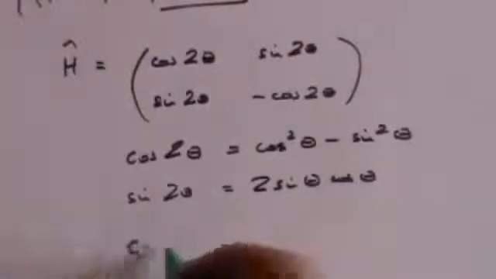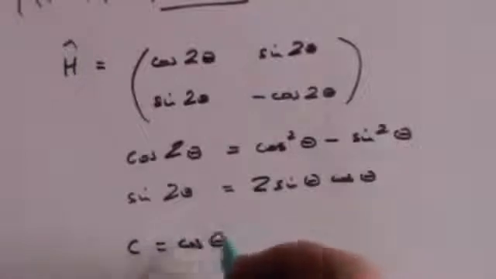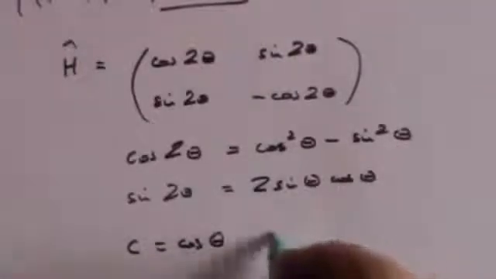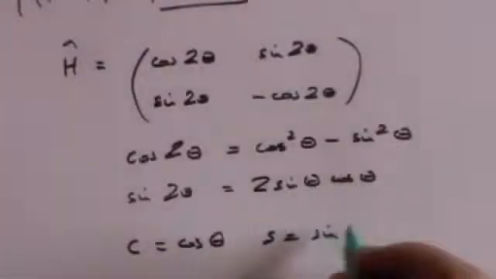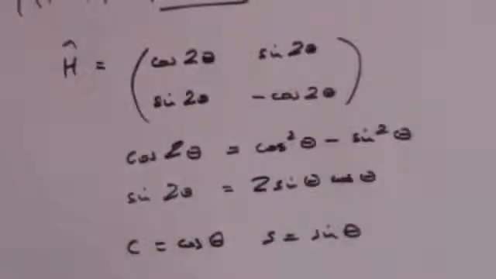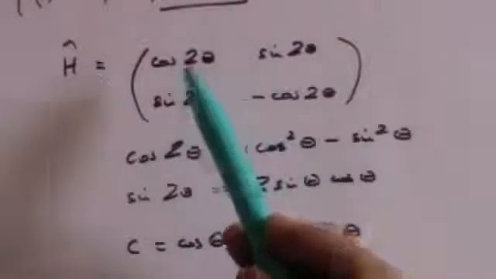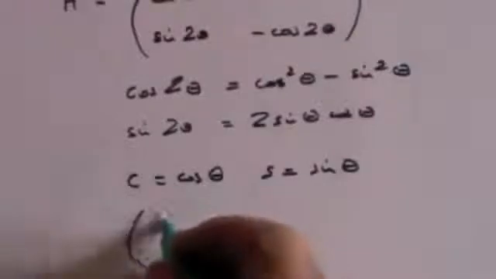I'm just going to put C, and that stands for cosine theta, and I'm going to put S, and that stands for sine theta, to save me writing it out quite so much. So cosine 2 theta is going to be cos squared theta minus sine squared theta. So if I rewrite this here, I'm going to have cosine squared minus sine squared using my shorthand.